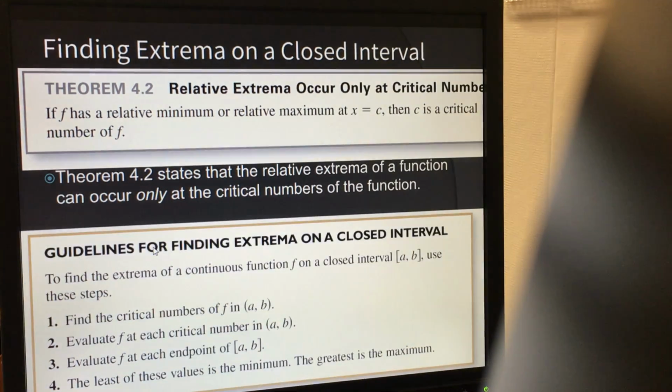So we start by finding the critical numbers and then evaluating the function at those critical numbers within the interval a and b to consider all the possible values within the interval, and then plug in values at the endpoints. Now, once we have all those values, we can compare all the y values or the function values, and the least of them will be the minimum and the greatest is the maximum.